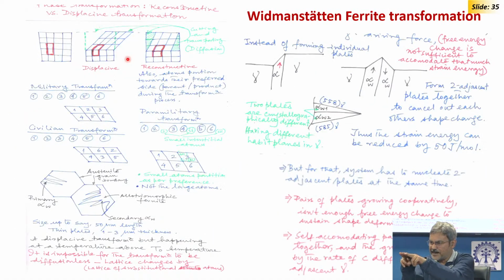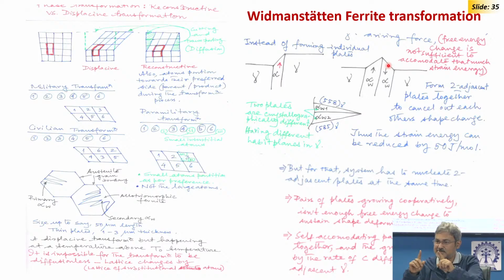So, two plates form self-accommodating. One is forming and another is forming along with it, and the two are mutually taking care of their shape strain. So that austenite need not have to deform much. So, this is the schematic that is showing that.